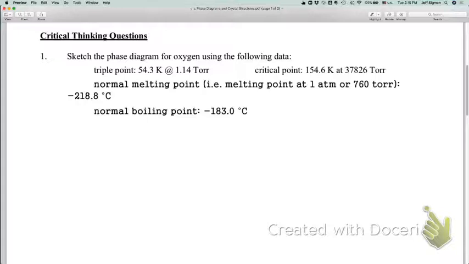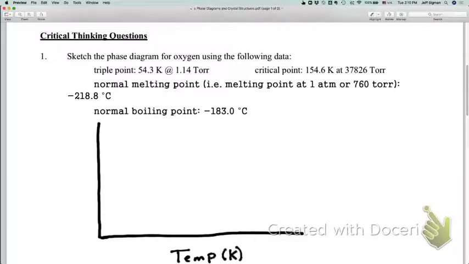The first thing we're going to do is sketch the x and y axes. For the diagram, temperature will be on the x-axis and pressure on the y-axis. And I've added in the units that were given in the data above.